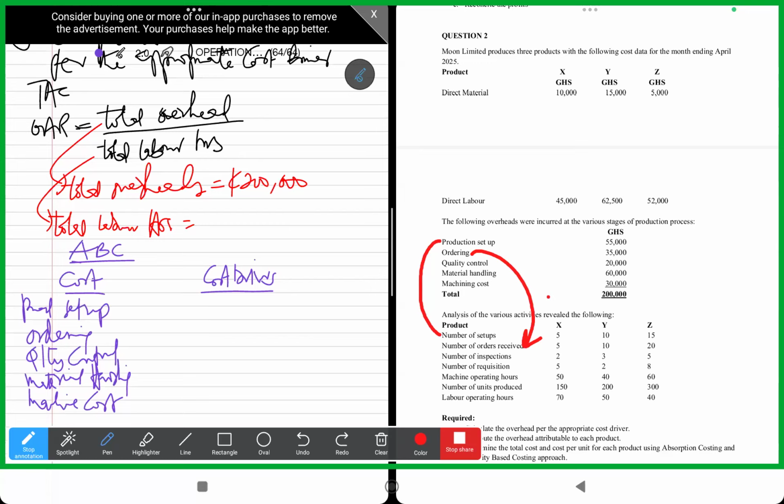So ordering cost. What drives the ordering cost? What will cause the ordering cost to increase or decrease is the number of orders you place.